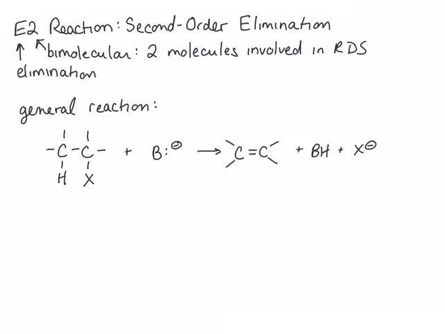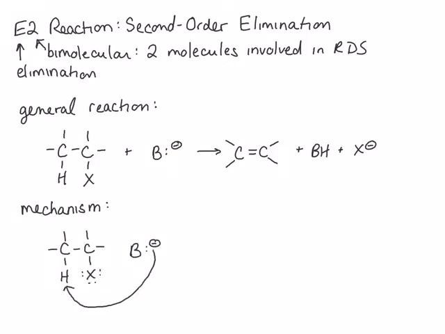The mechanism is where the difference from E1 can be observed. Just like with SN2, this is a single-step mechanism. The base abstracts the proton, the electrons from the carbon-hydrogen bond form the pi bond, and the leaving group leaves, taking its bonding electrons. Just like in SN2, this is a concerted mechanism, meaning all of these steps happen at the same time, producing the alkene product.